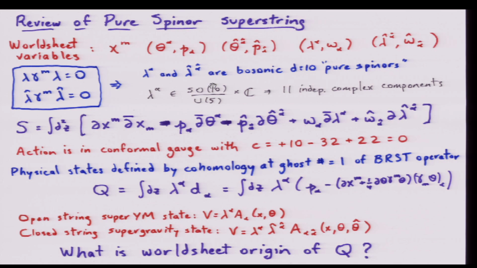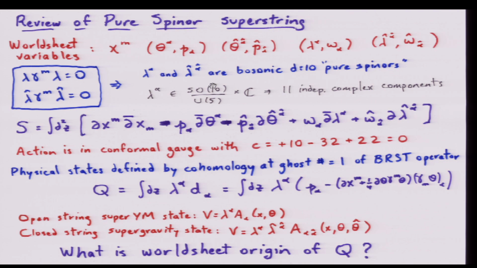You can also define physical states. You have to introduce this BRST operator, which naively looks like, well, it is just the Green-Schwarz Dirac constraint times this pure spinor ghost. So that's another reason why you might want to call this a ghost variable. And you can easily see that Q squared is nilpotent using the lambda gamma lambda equals 0 condition.